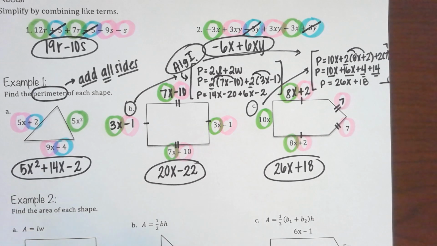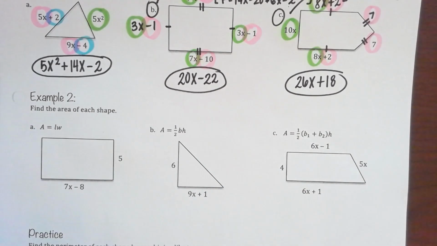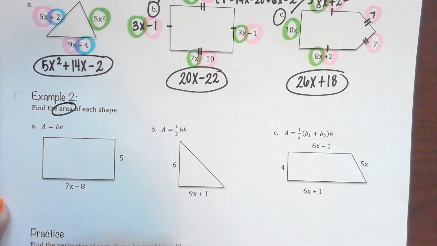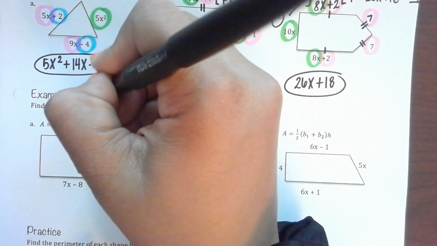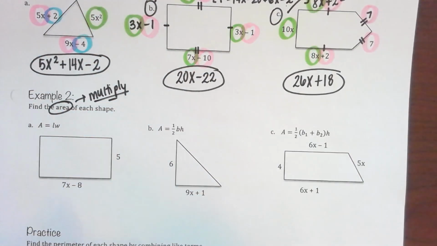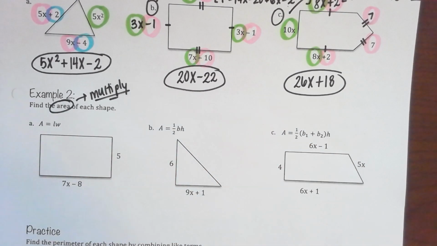You can't do triangles this way unless it's an equilateral triangle. Then you can multiply all of what you have by 3. Any questions? Example number 2, find the area. What operation is happening when you say the word area? Multiplication. So if you don't know that, we need to write that in. You don't have to wonder what the area formulas are. I gave them to you already.